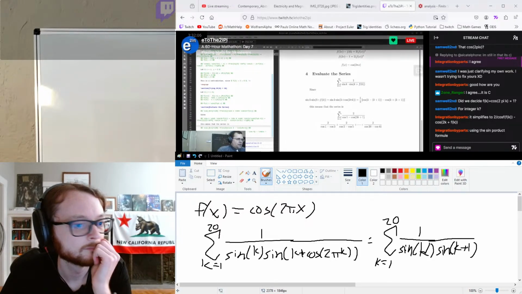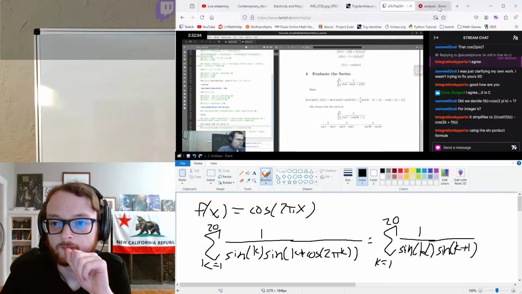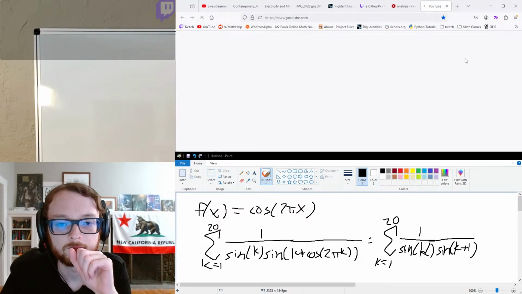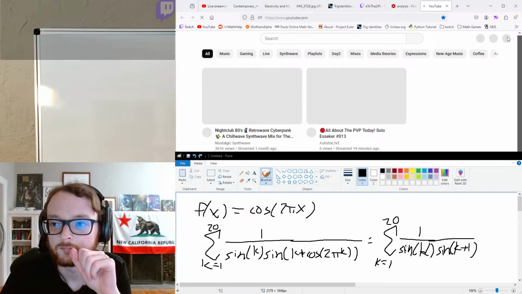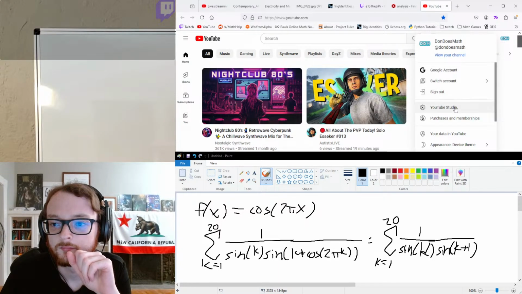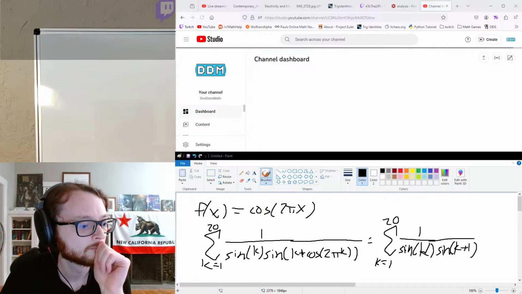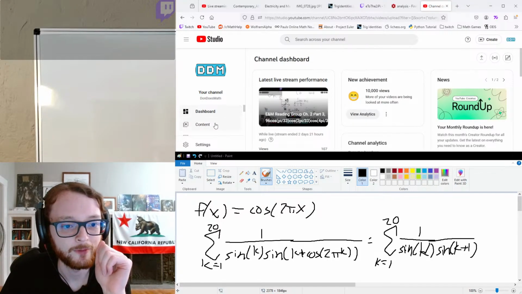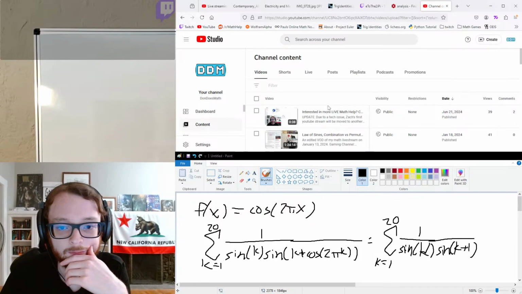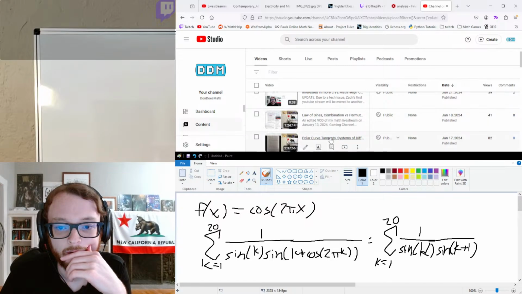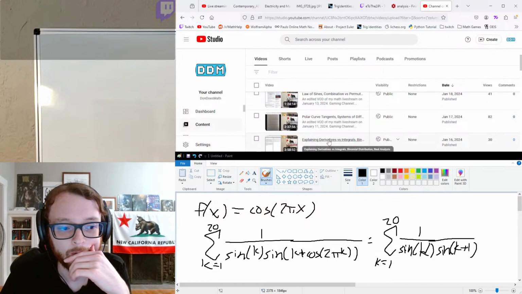Cosine of f of k. Hang on. It simplifies to cosine f of k. I'm trying to quickly find the video where I did a problem similar to this. I want to believe that. I just need proof. I need something, because this feels so familiar.